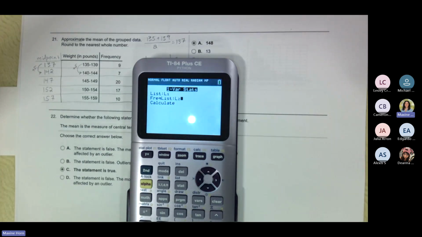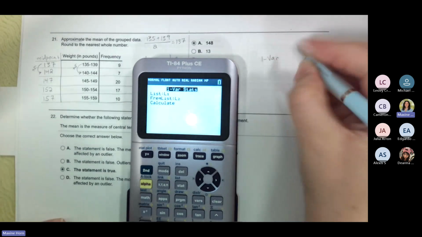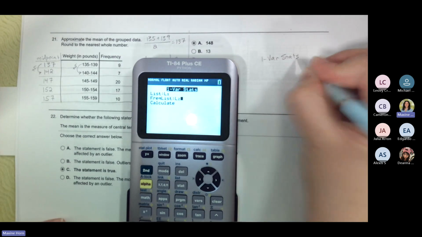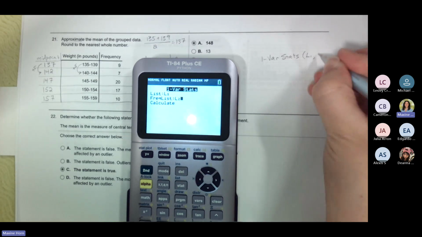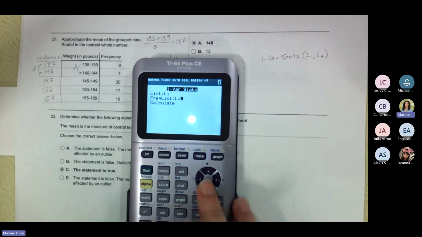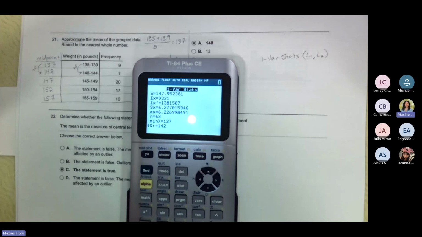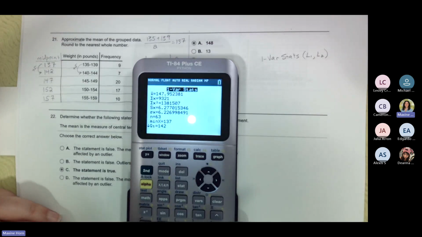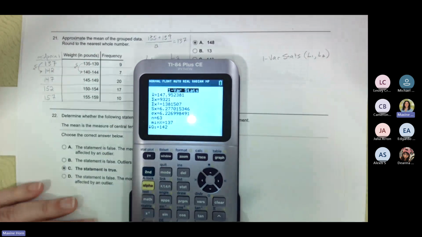Now, if your calculator doesn't prompt you for this, then it might look like it'll say 1-Var Stats, and then it might have a parenthesis. You have to put in L1 and then a comma and then L2 and then close your parenthesis. All right, and then calculate. Okay, so it's provided us with a whole bunch of numbers. And what were we trying to find? The mean of the grouped data.